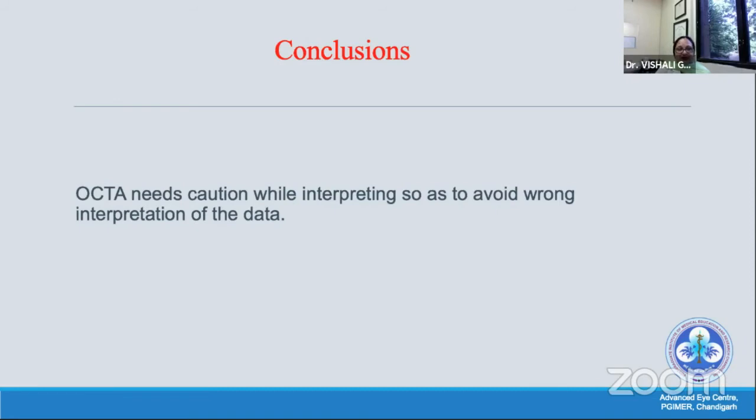So to conclude, OCT angio is a great tool, but it needs caution while interpreting. You can realize that even after so many years, we have not been able to incorporate it as a part of major trials because of these issues. So be careful when you are interpreting it in your clinical practice.